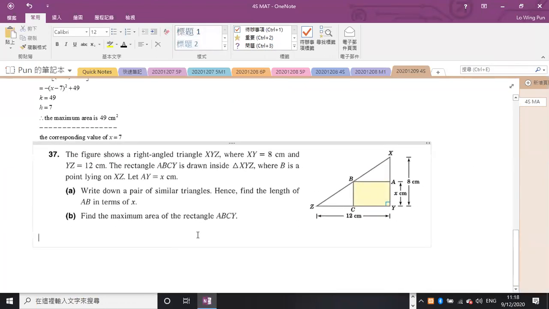So the figure shows a right-angled triangle XYZ. XY is equal to 8 cm, YZ is 12 cm, and then the rectangle ABCY is drawn inside triangle XYZ, where B is a point lying on XZ. Let AY be x cm. Write down a pair of similar triangles. Hence, find the length of AB in terms of x.